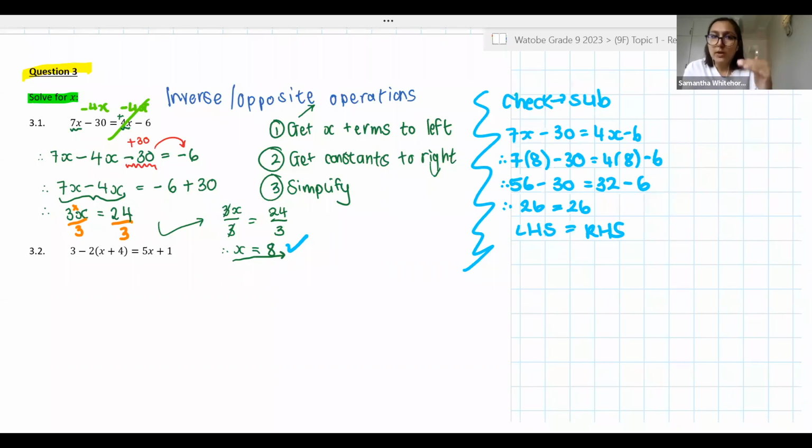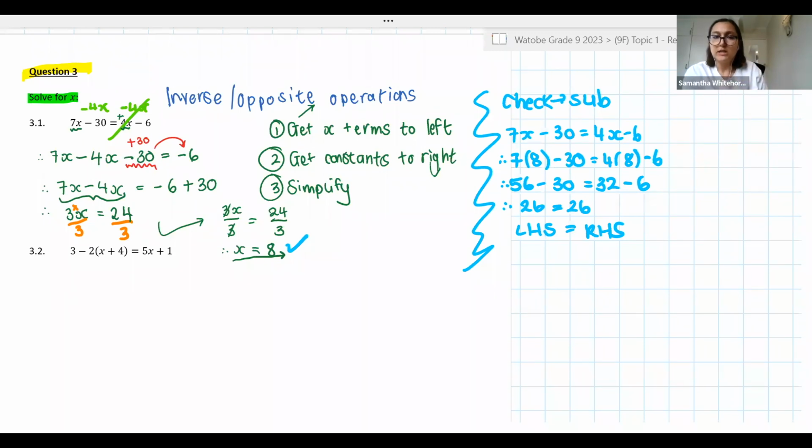So you can always do this check for yourself, and you don't have to do it like this. Just type it in on your calculator, type the left in, remember the answer, type the right and remember your answer, make sure that they're the same. But there is always a way to check your equation answers.